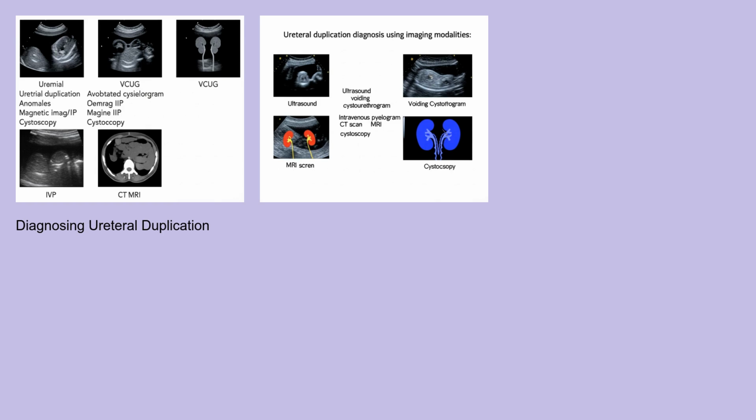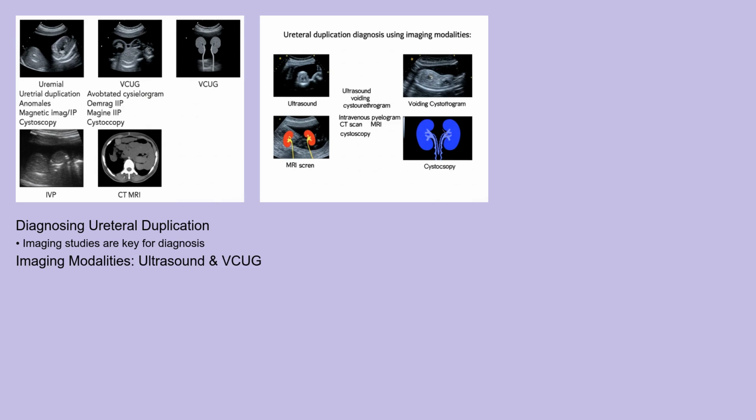Diagnosing ureteral duplication often involves a combination of imaging studies. Ultrasound is typically the first-line investigation as it's non-invasive and can detect hydronephrosis or other abnormalities suggestive of duplication. Voiding cystourethrogram, or VCUG, is a special type of X-ray used to visualize the bladder and urethra while the patient urinates. This is helpful in detecting vesicoureteral reflux. Intravenous pyelogram, or IVP, is an X-ray examination that uses a contrast dye to visualize the kidneys, ureters, and bladder. It can help identify duplicated ureters and their insertion points.